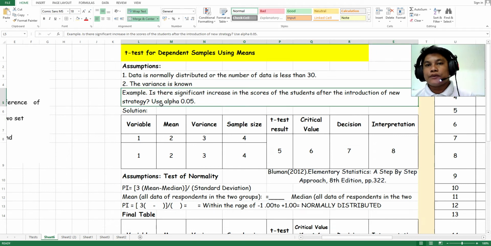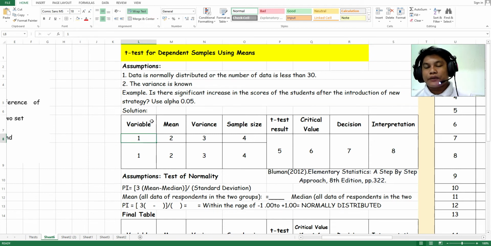So we still use alpha level 0.05. So remember, we are now using the word increase, so meaning it's one tail. Unlike in the previous example, we used difference, so it's two tail. So this time in the reference table, we have to use the one tail because of the word increase.